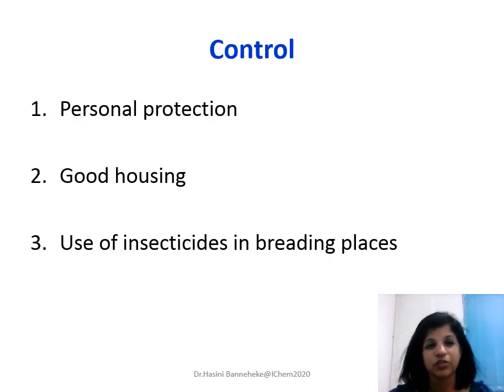So let's move on to the control. Control is by protecting yourself, that is, wearing long-sleeved clothes or wearing boots. Basically, you're trying to protect yourself from being bitten by the soft ticks. And the other thing is good housing. When there are no cracks and crevices on the walls, there is less chance of them breeding or having eggs deposited in those places. So that is another way of controlling this. In addition, we can usually use insecticides to kill this Arachnida group of soft ticks as well.